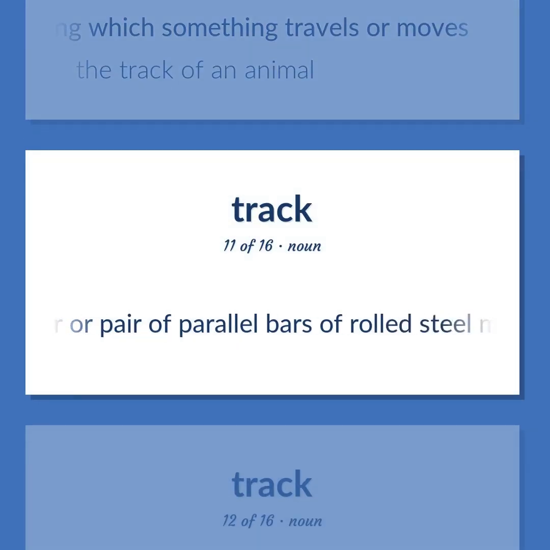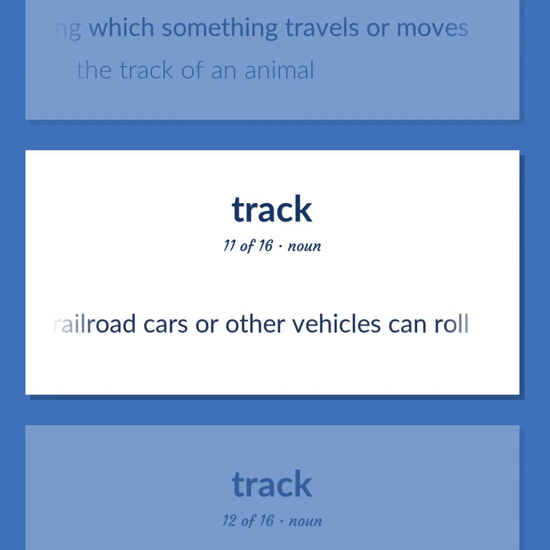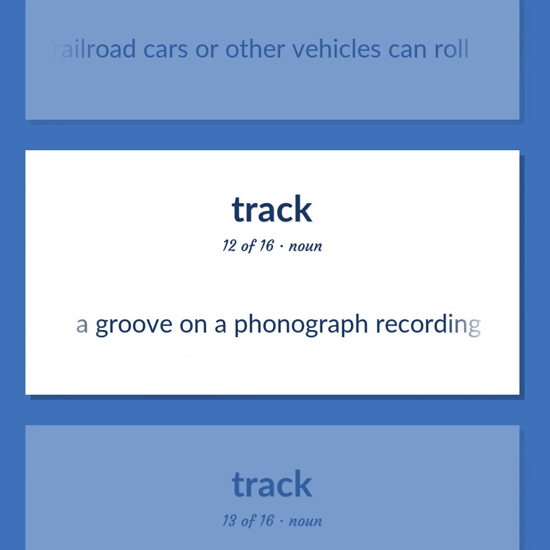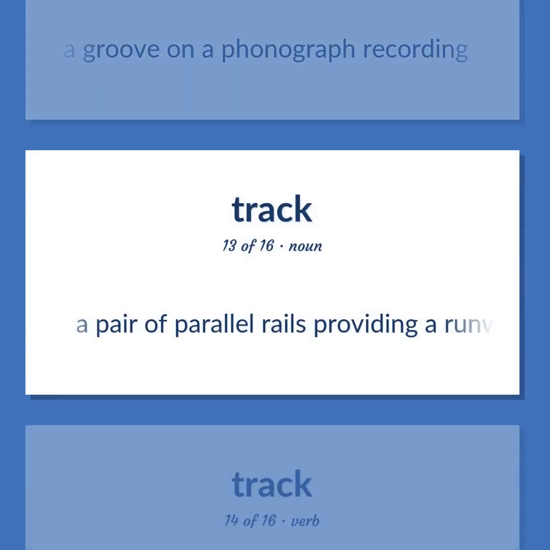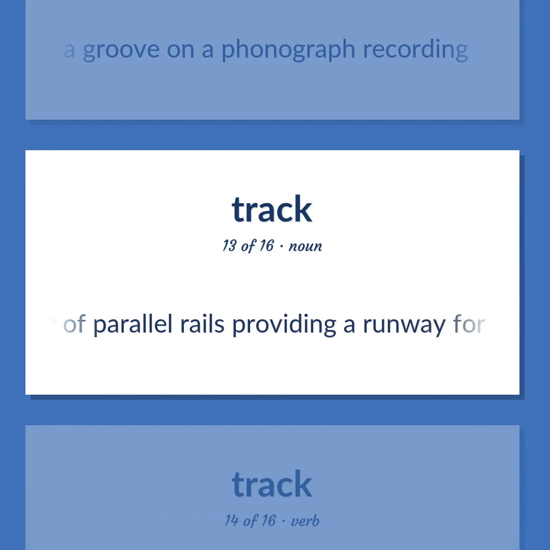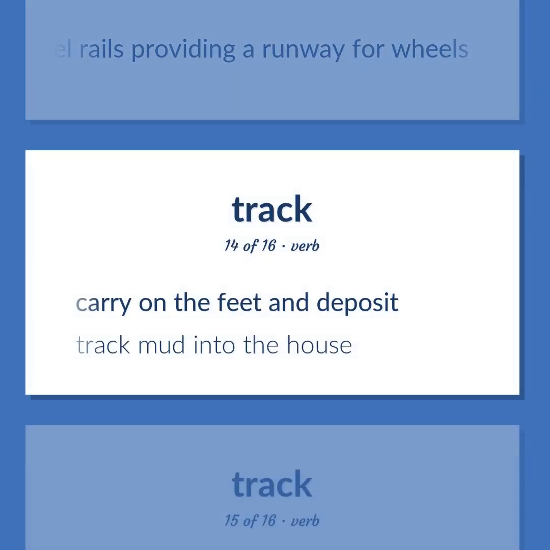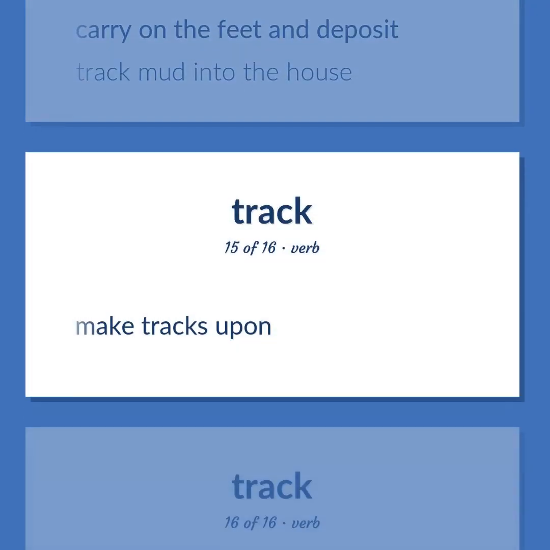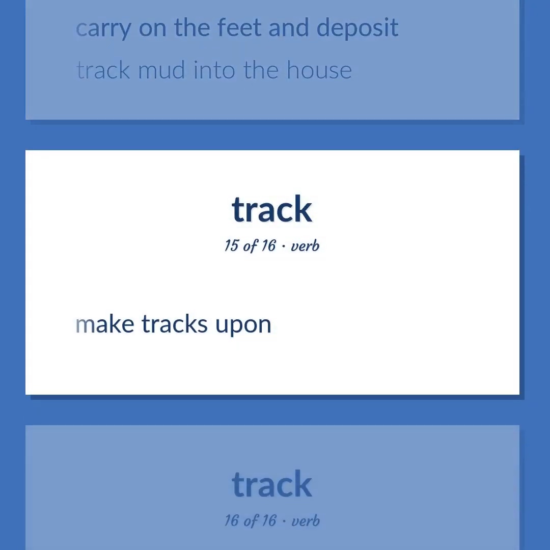A bar or pair of parallel bars of rolled steel making the railway along which railroad cars or other vehicles can roll. A groove on a phonograph recording. A pair of parallel rails providing a runway for wheels. Carry on the feet and deposit. Track mud into the house. Make tracks upon.